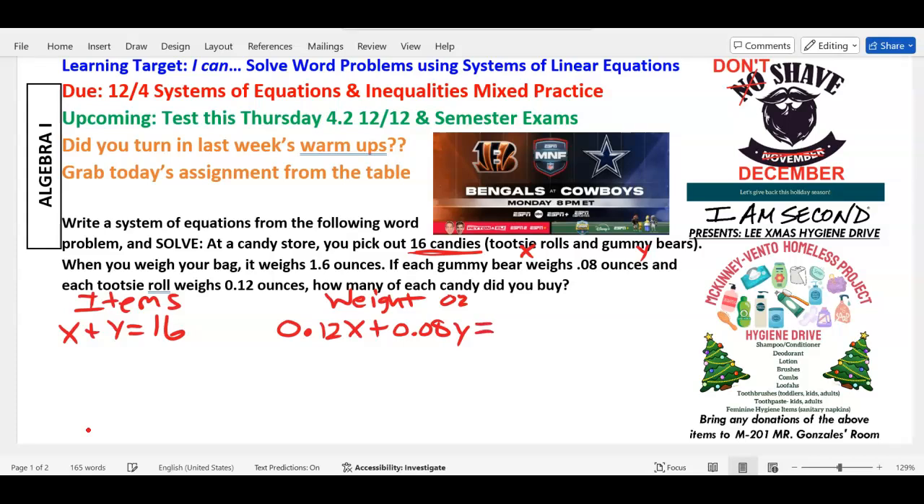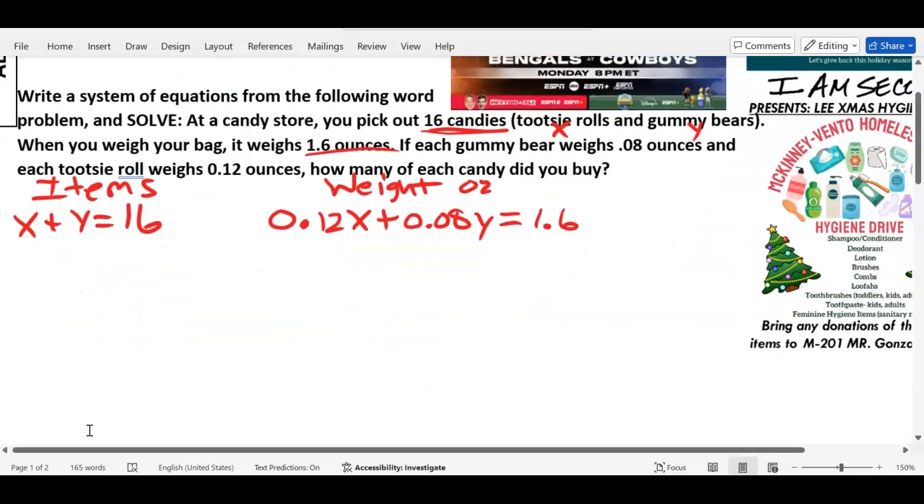Y equals how many total ounces? So it said when you weigh your bag, it weighs the whole bag 1.6 ounces right there. Okay. Once you've written 2 equations, you've done step 1. And you got to do this correctly to get any of the rest of it right. So 2 equations, that's cool. This warm-up does say to solve it, right? So let's solve this. Like our notes from Friday, you actually have to solve each equation for Y. So that first one shouldn't be too bad, right?